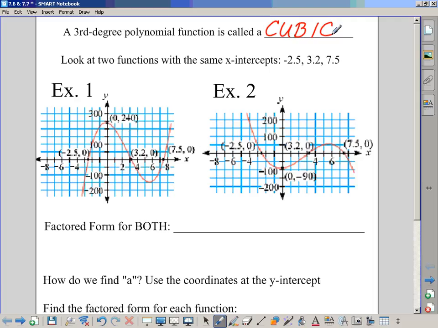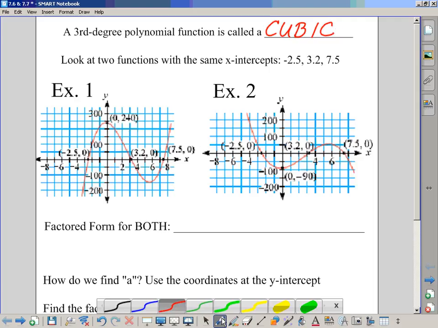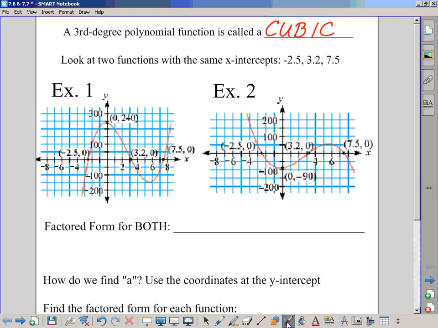And what we have here in example 1 and example 2 are two cubic functions. The one thing that I want you to notice about these is that they have the same x-intercepts: negative 2.5, 3.2, and 7.5. However, example 1 goes uphill, downhill, uphill, while example 2 goes down, up, down.